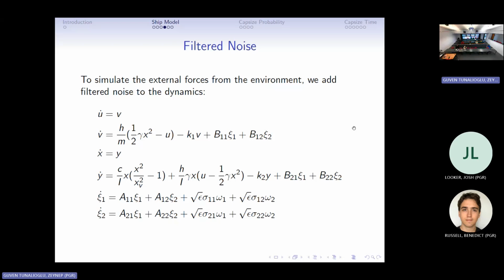So we try to add noise on top of the ship dynamics. Here we emphasize two properties of the noise added to the ship. First of all, the noise is degenerate. By degenerate, we mean that the covariance matrix is singular; it's not invertible. Why is that?